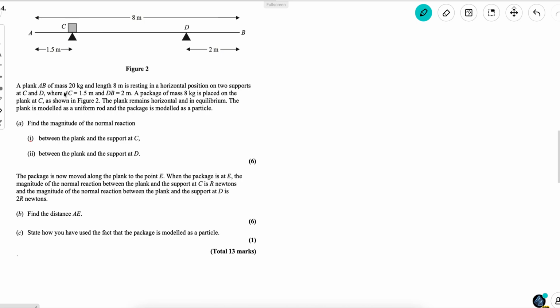I'm just going to read through and highlight everything that's not marked on the diagram. A plank AB of mass 20 kilograms. I don't know if it's uniform.